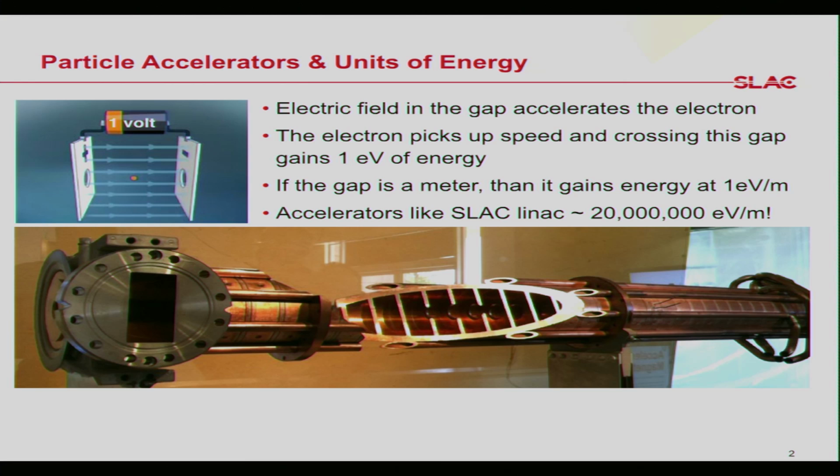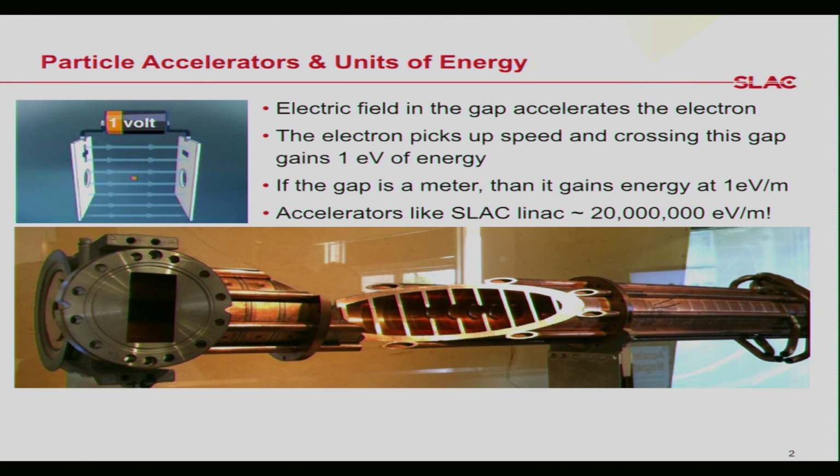Now, accelerators like the SLAC linac look a little bit different, but it's sort of the same. You have a bunch of pillbox cavities which have been put together with a hole in the middle so that the beam can pass through. Except now in the SLAC accelerating structures here, the electrons gain energy at a rate of about 20 million electron volts per meter. So not bad.